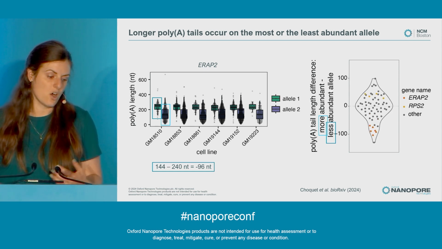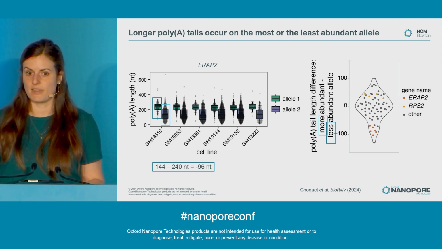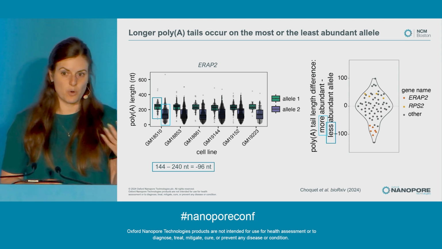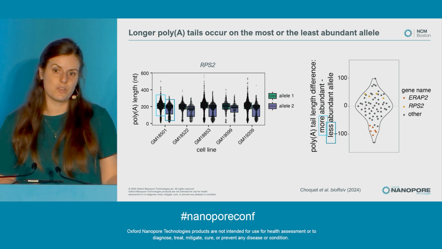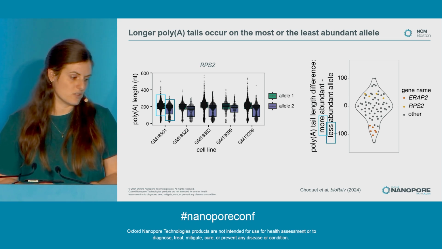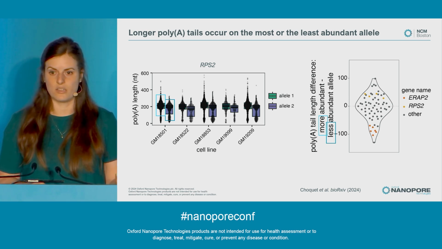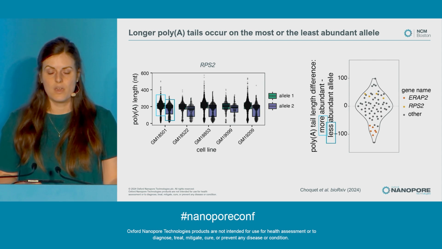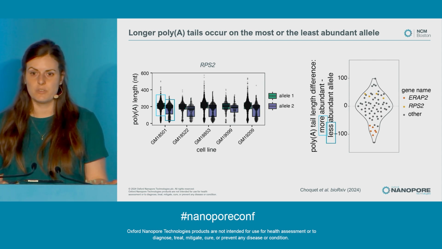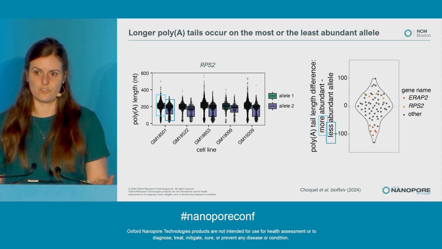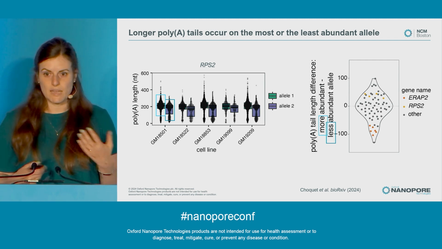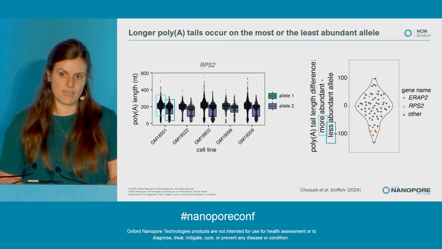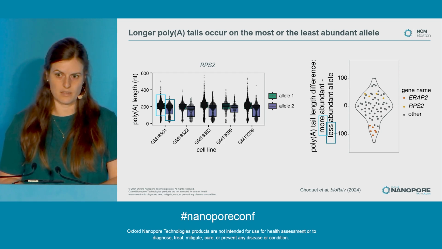However, when we looked at all of the genes that displayed allele-specific poly-A tail length, we found both cases, either negative or positive differences. Here I'm showing you the opposite example in RPS2, where the more abundant allele also had the longer poly-A tails. So this suggests that the connection between these two metrics is not as simple as just longer tails leading to degradation. There's likely a multitude of factors that are affecting nascent poly-A tail length.